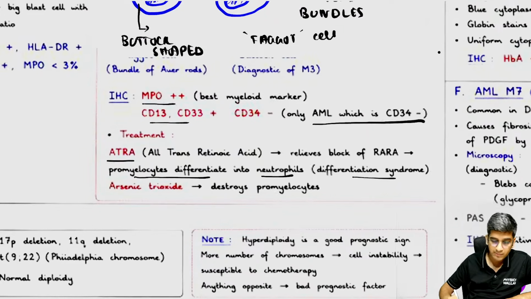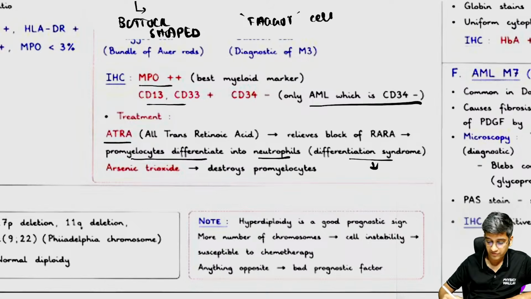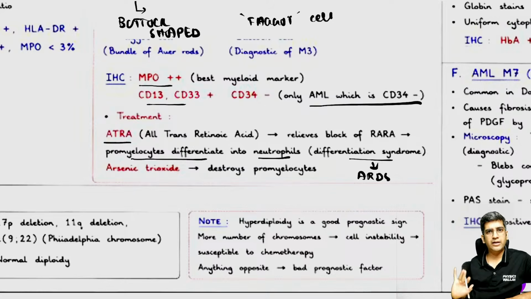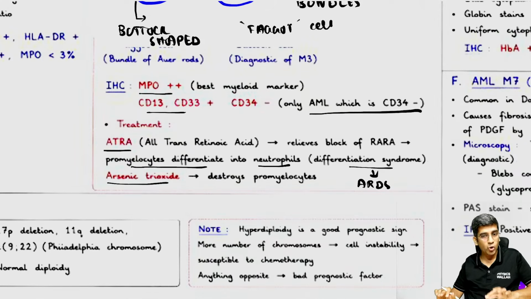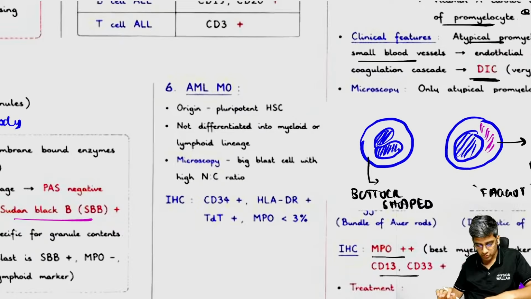I might have a problem called differentiation syndrome. It's a side effect of ATRA, which is like ARDS. Just remember, there will be a side effect. We can easily manage them. And I have one more treatment option, arsenic trioxide, which can go and destroy the promyelocyte very directly, right? This is very, very unique about AML M3. AML M3 alone can come in a long note. You have to remember about that, fine?